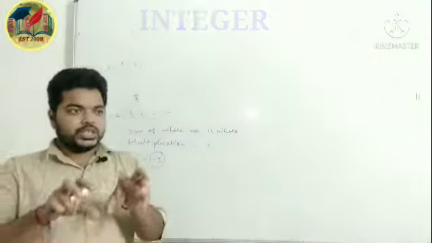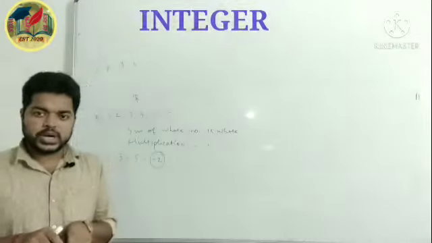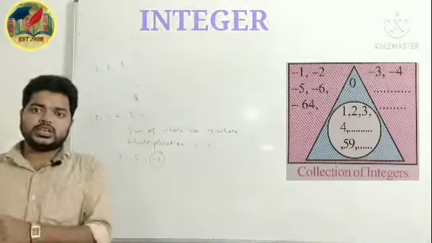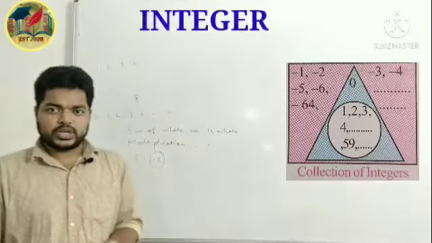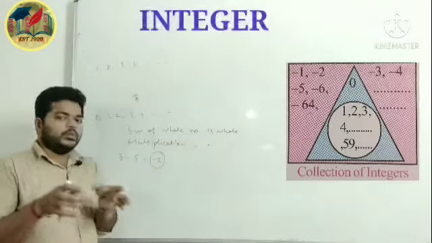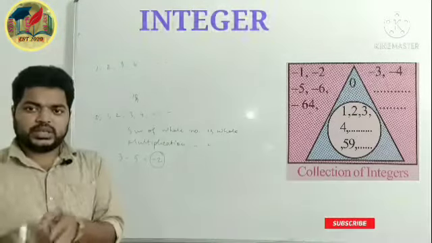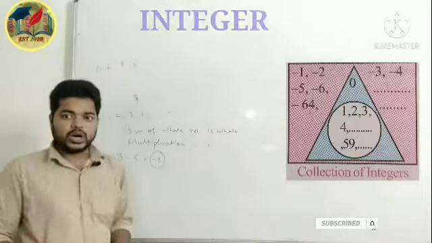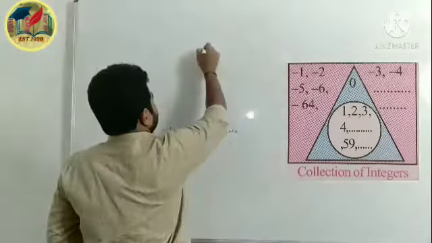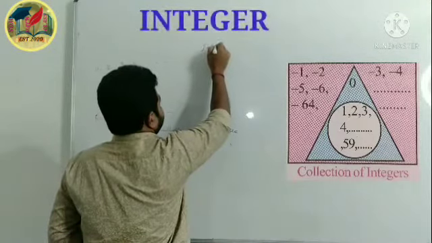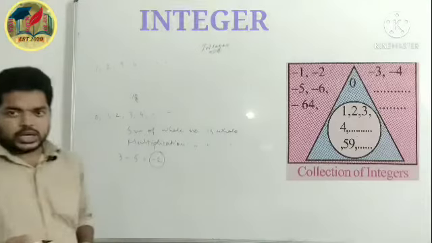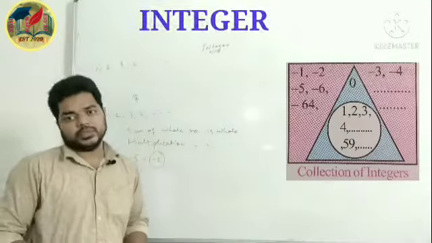So what is an integer? Integers contain all whole numbers and natural numbers. If whole numbers are contained in integers, then obviously natural numbers are also contained in integers. Clear? Now integers include some whole numbers and there are some numbers which are not whole numbers. Clear? So if we divide integers, what are the types of integers?